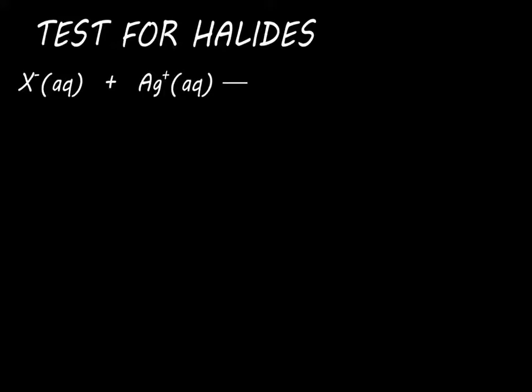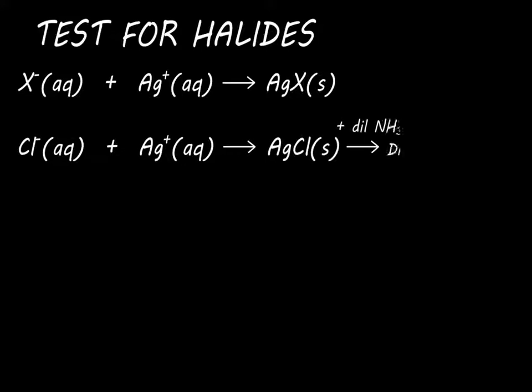You do need to learn the identification test for certain ions. When studying group 7 compounds, we learned how to identify halide ions. Halide ions give precipitates when aqueous silver nitrate is added. If chloride is present, the precipitate produced dissolves in dilute ammonia.